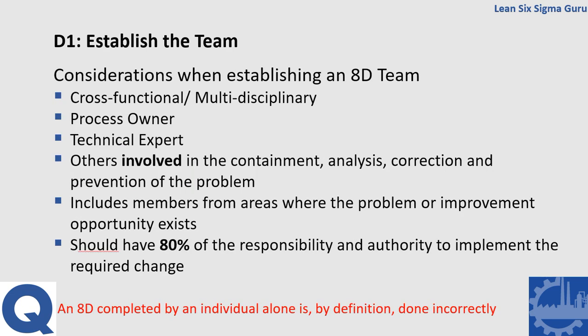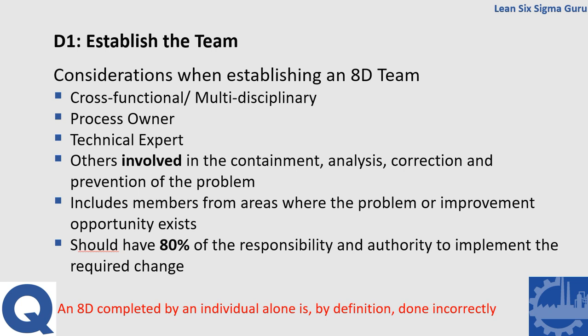When we establish a team, we consider a variety of things. It must be cross-functional and multidisciplinary. We don't have 5 quality engineers sitting in the room. As discussed, we have to include the process owner. There must be technical expertise there. Otherwise, we fail to address the technical issues when identifying root cause or corrective actions.